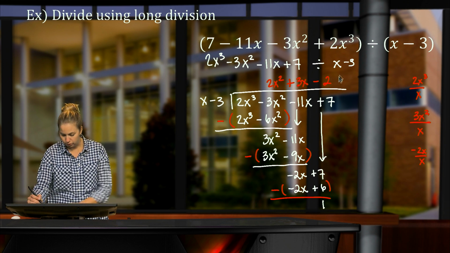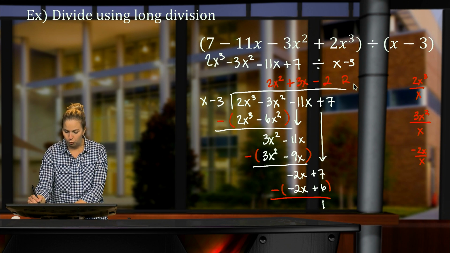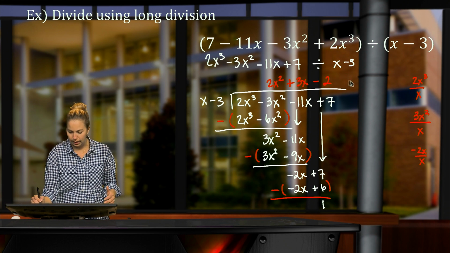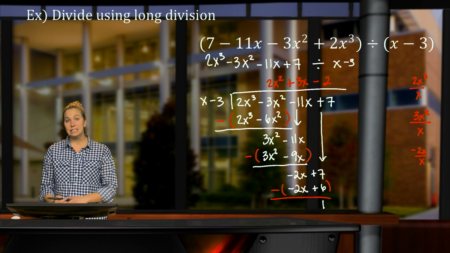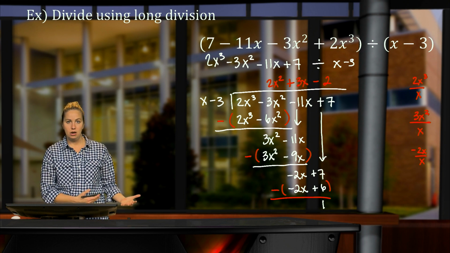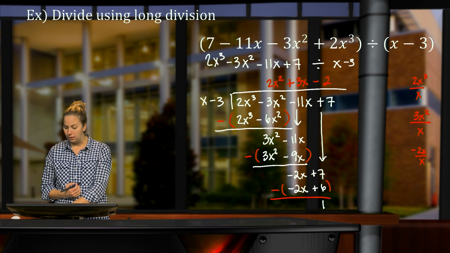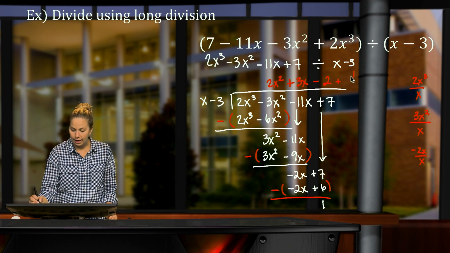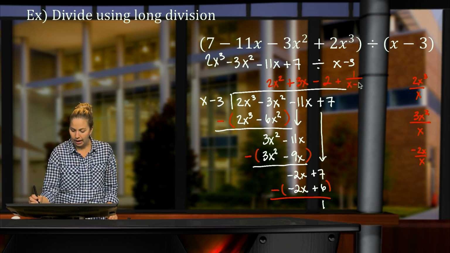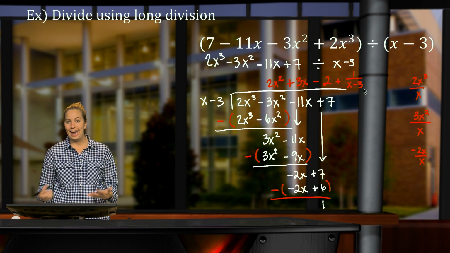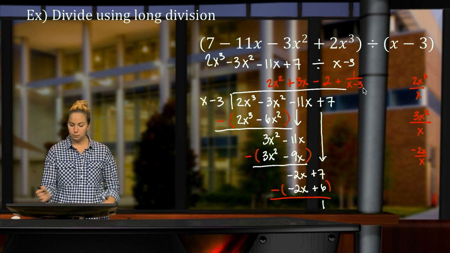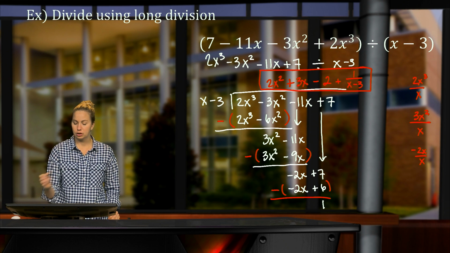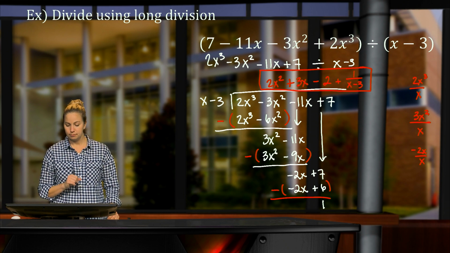Now, before we used to write remainder 1. But we've all grown up from that. We no longer write it like that. Now we write it as what we are trying to represent. We're trying to divide 1 by something. That something is x minus 3. So we're going to add that fraction of 1 divided by x minus 3, which we cannot divide any further. And this represents our quotient, the entire answer when we divide.